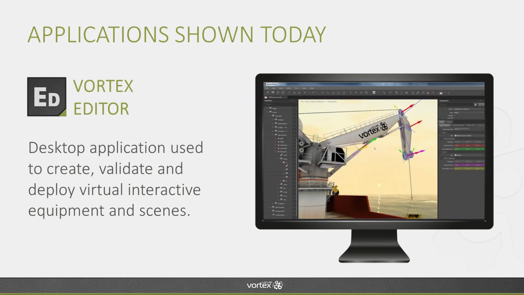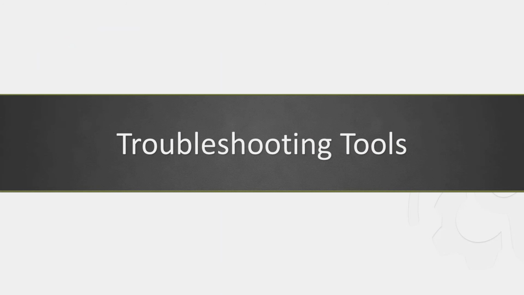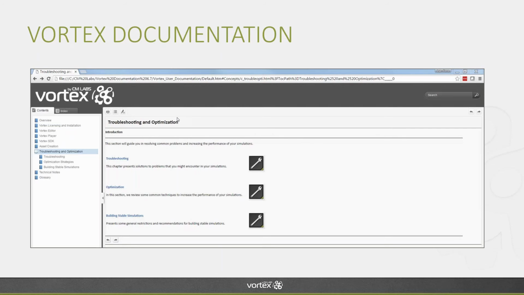We're going to be using the Vortex Editor for today's webinar, which is about troubleshooting using the Vortex Editor. Now, if you're not familiar with the Vortex Editor, it's our desktop application that's used to create and validate mechanisms, scenes, and complete simulations using your desktop. So you can use this to set up more complex simulators, but still have a desktop-based simulation environment. All right, so let's jump into it.